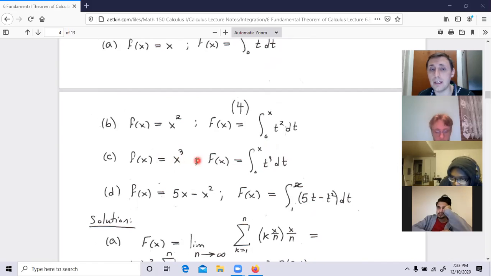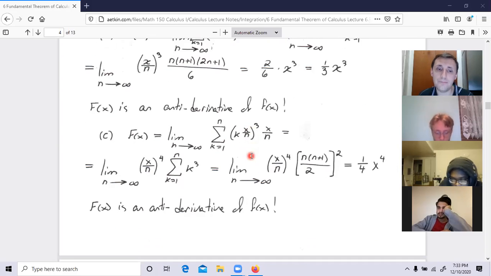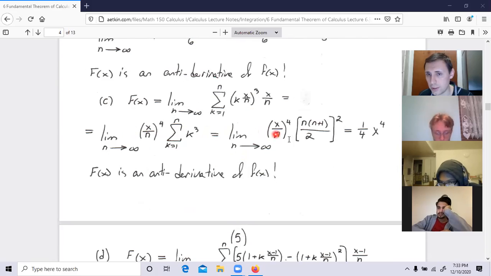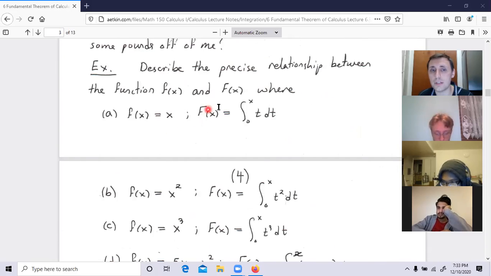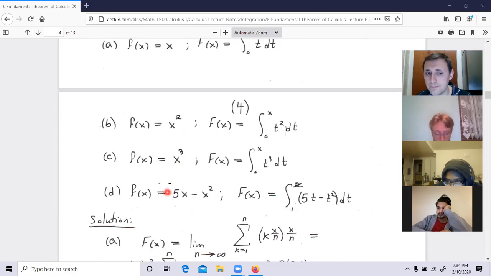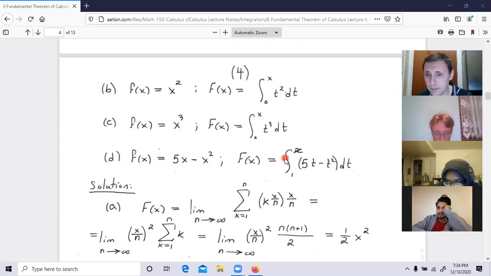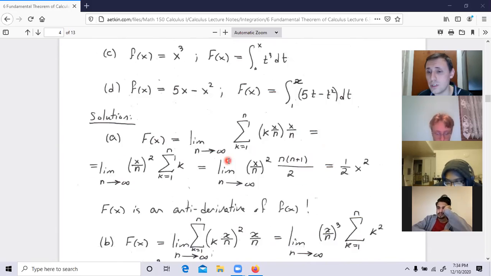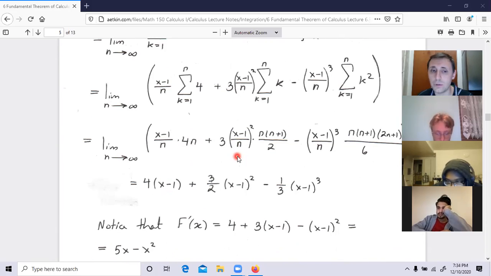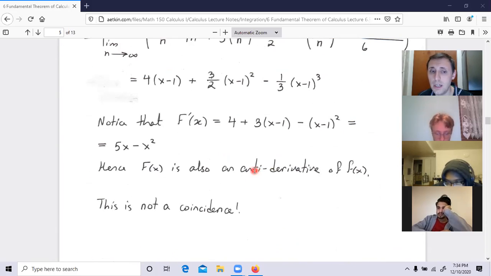What do you think will happen if I do the procedure for C? If I carry out the procedure for C using Riemann sums, I obtain 1/4 x to the power of 4. So each time I do this process, I obtain a particular antiderivative of the integrand. In D, it will be the same. I did it using Riemann sums to illustrate how that's supposed to work. You can practice it. This is not a coincidence. Do you understand what I just verified?